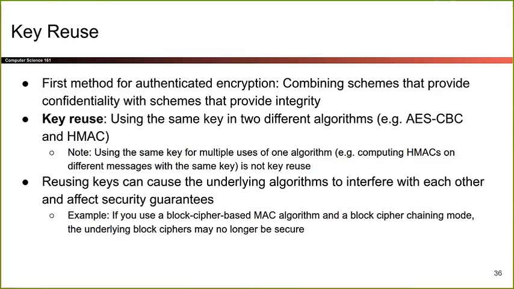So for example, there are some MAC algorithms that we haven't talked about that use block ciphers underneath. So if I use a block cipher-based MAC algorithm and I use a block cipher chaining mode to encrypt, then if I use them together, maybe the block ciphers start doing weird things like canceling each other out or tangling up and becoming complicated. And it's possible that if you reuse keys, you can actually lose the security guarantees that you had. So AES-CBC by itself is IND-CPA, HMAC by itself is EU-CPA, but if I combine them with the same key, it's possible that you lose properties. So that's dangerous.